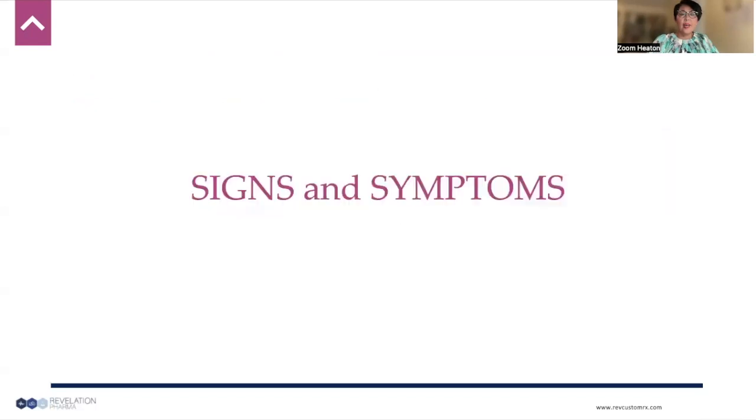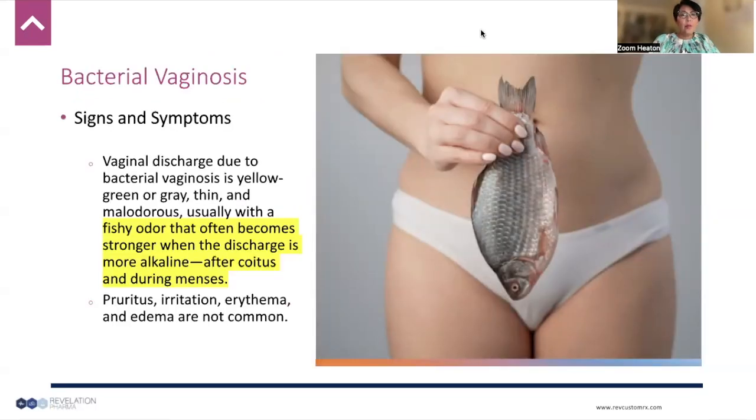Now let's go into signs and symptoms. Usually with bacterial vaginosis, women have an abnormal vaginal discharge with an unpleasant odor. And this is often going to be the initial finding that alerts the patient that there's some issue. And some women report a strong fish-like odor, especially after intercourse.